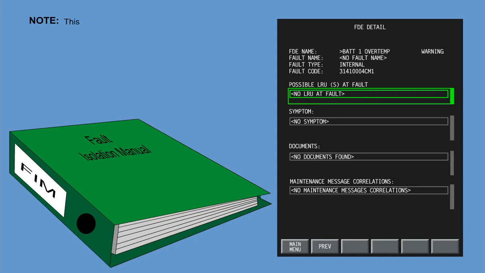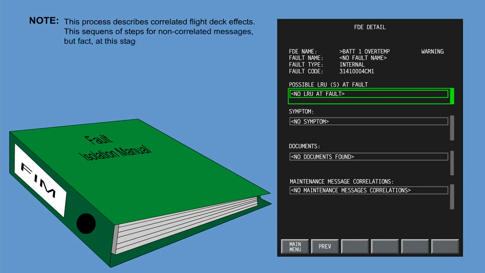Note: this process describes correlated flight deck effects. The sequence of steps for non-correlated messages would start with the active maintenance messages.